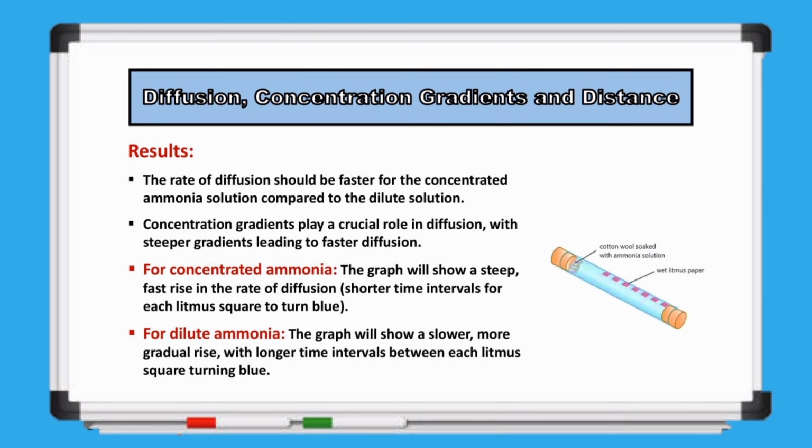As a result of our investigation, we can conclude that the rate of diffusion is faster for a concentrated ammonia solution compared to a dilute solution. Concentration gradients are a key factor in diffusion, with steeper gradients leading to faster diffusion. In the case of concentrated ammonia, the graph will show a steep, rapid increase in the rate of diffusion, as the time intervals for each litmus square to turn blue are shorter. In contrast, for the dilute ammonia solution, the graph will display a slower, more gradual rise, with longer time intervals between each litmus square changing color. This highlights the significant impact of concentration gradients on the speed of diffusion.